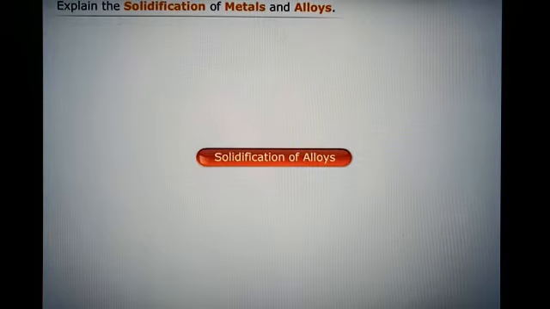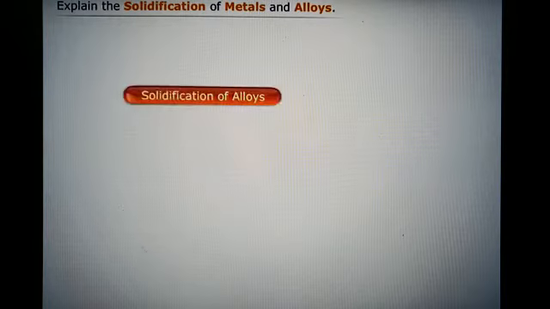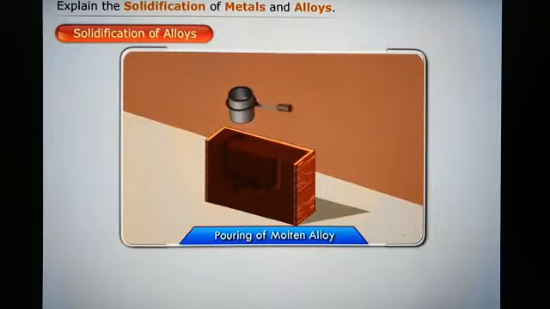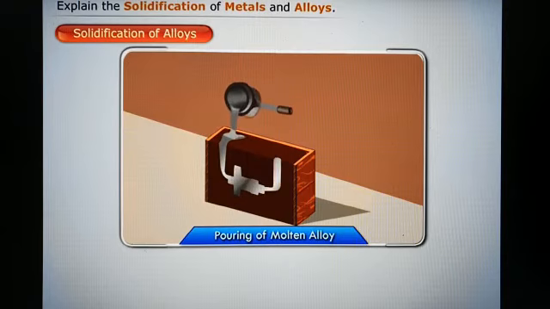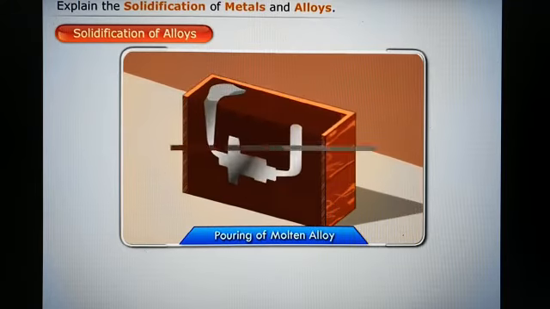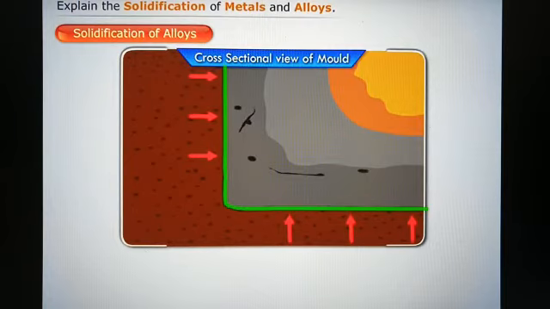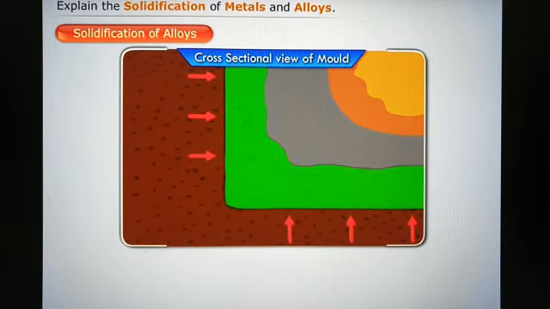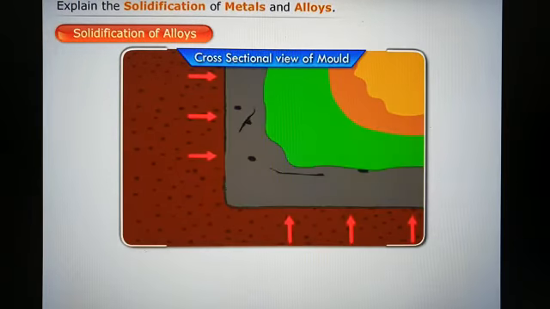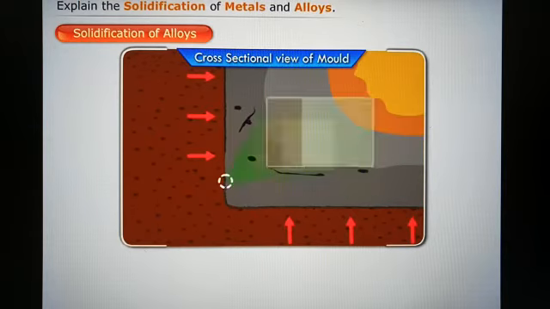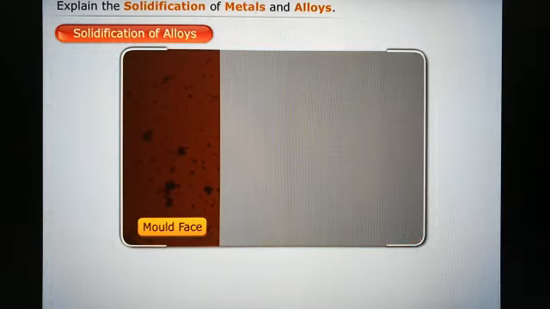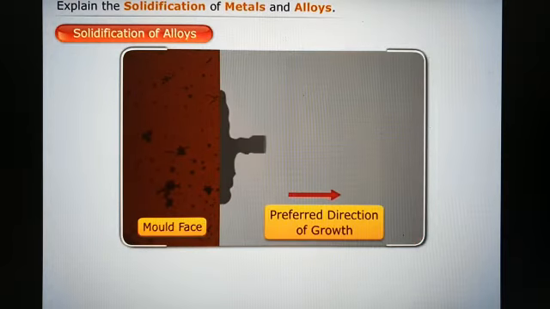Now let's discuss the solidification of alloys. When we pour the molten alloy in the mold, we see that the solidification process takes place in the same manner as in case of solidification of metals. The only difference is that the crystals formed will have a dendritic structure as shown.